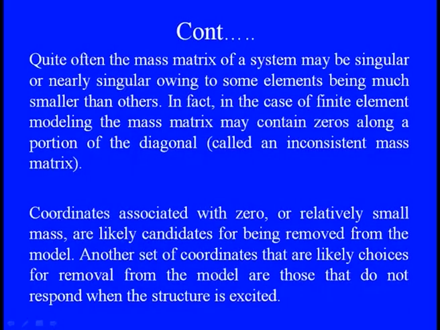Quite often the mass matrix is singular or near singular, owing to some elements being much smaller than the others. In some cases, like when we are doing finite element modeling, the mass matrix may contain 0 along a portion of the diagonal. So sometimes we need to check why these variations come out in the mass matrices, and how to handle singular or nearly singular mass matrices.